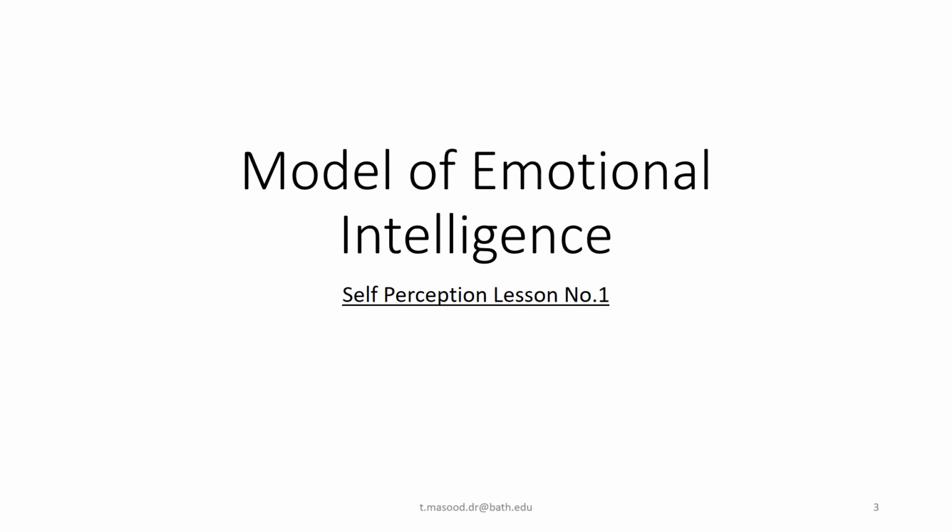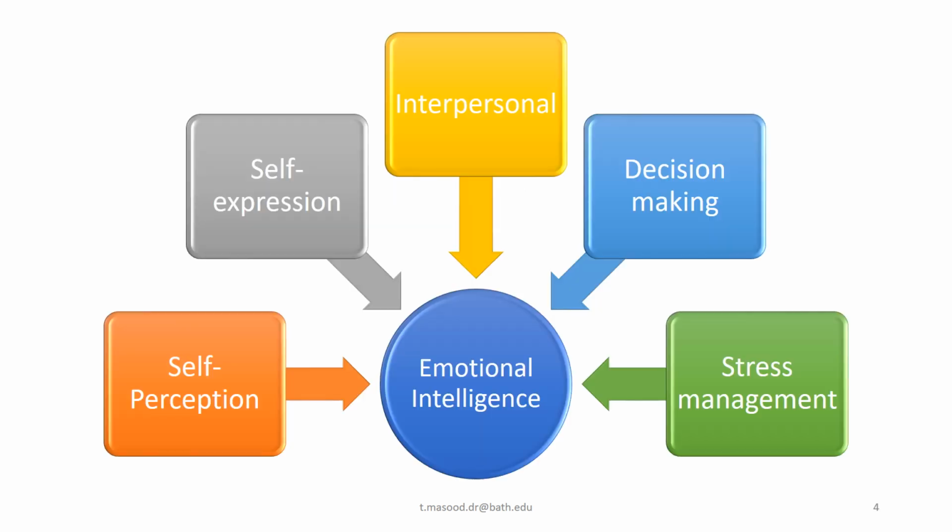Model of emotional intelligence, self-perception, lesson number 1. So today I am going to discuss only self-perceptions, the model of emotional intelligence. Okay, emotional intelligence is constituted of 5 key segments. If we read clockwise: self-perceptions, number 1; self-expression, number 2; interpersonal, number 3; decision making, number 4; and stress management, number 5. These are the 5 elements that stringently control emotional intelligence. Okay, today I'm going to discuss self-perceptions in my next slide.